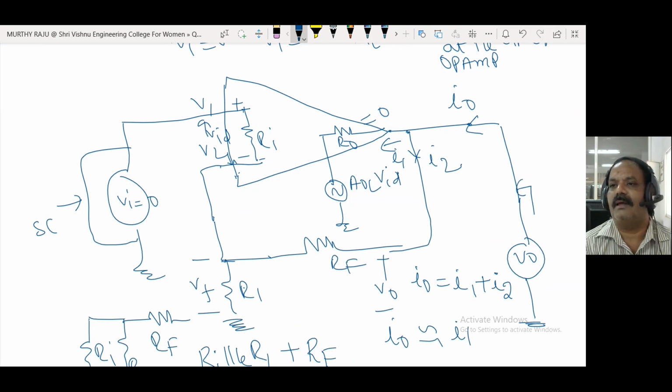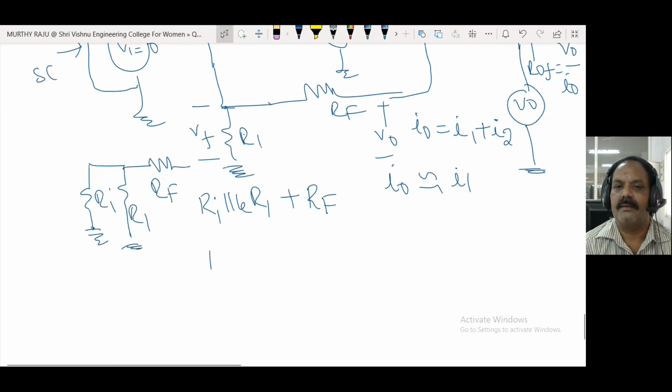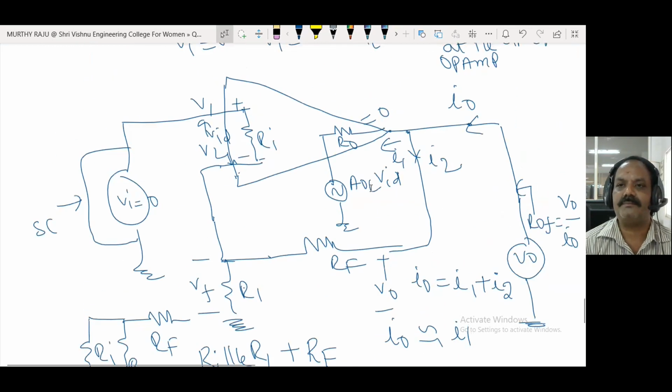ROF is equal to V naught by I naught, which is approximately equal to V naught by I1. Here, V naught is the voltage connected at this point here. Another point is the AOL and VID.